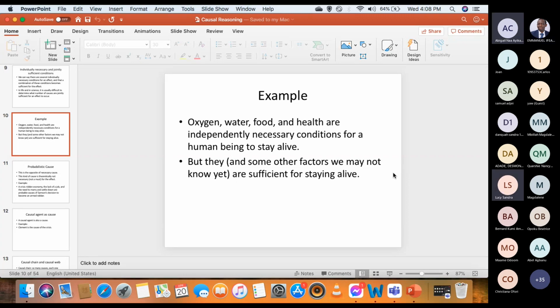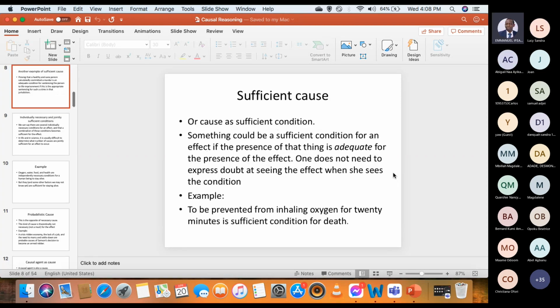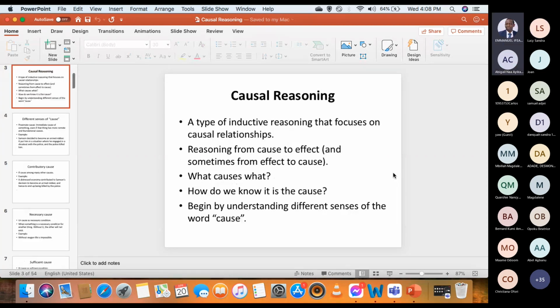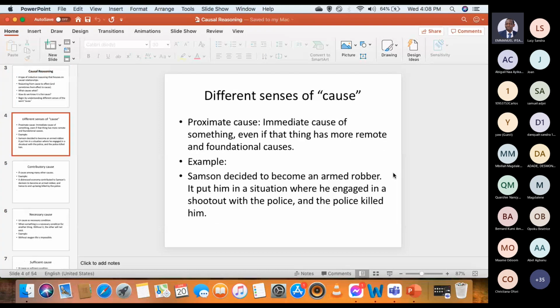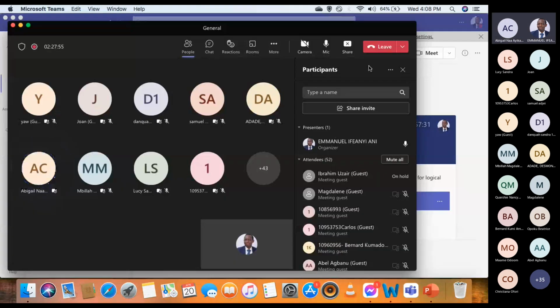Sir, please, can you come again on the proximate cause? Proximate is immediate. The closest cause of something, the closest and clearest cause. What killed Samson was a bullet from shooting by the police. So that's shooting by the police. You understand?